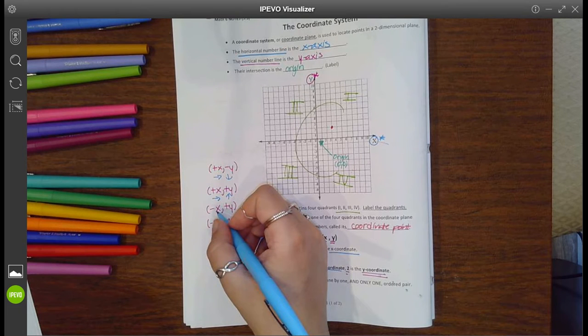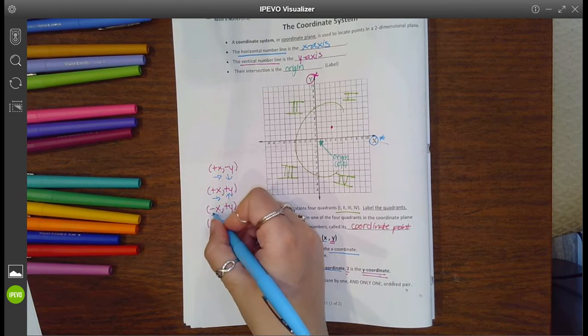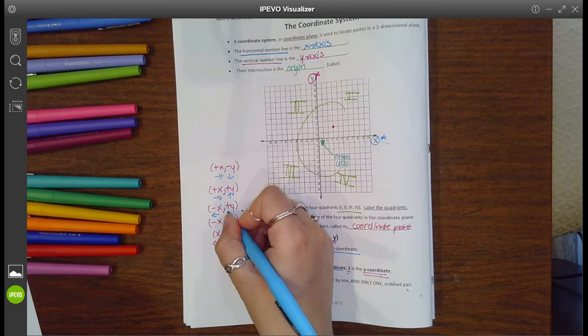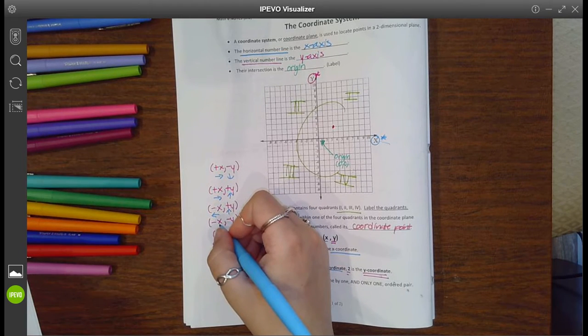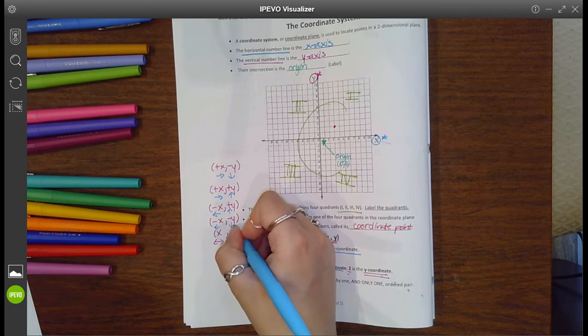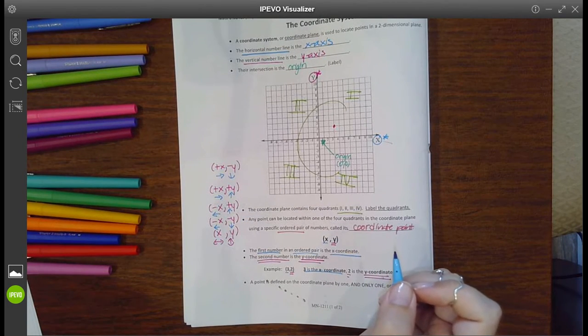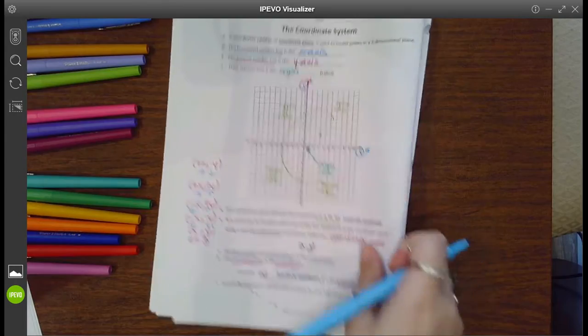Then if the x is negative, you go to the left. And if y is positive, you go up. Okay, so again, if x is negative, you go left. And then if y is negative, you'd go down. So let's go ahead and actually try to follow some of these.